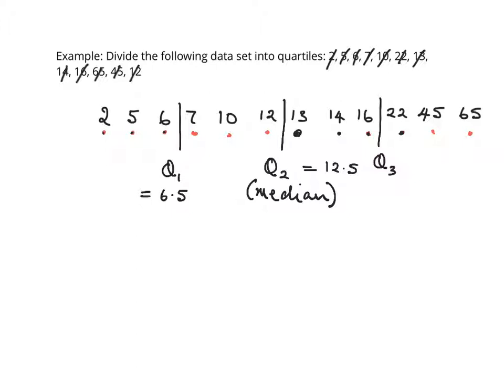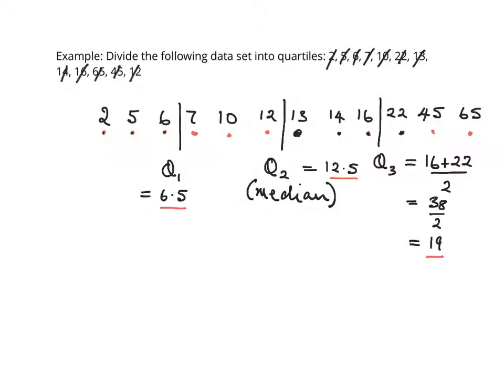What's halfway between 16 and 22? Well, what we can do is add the two numbers together and divide by 2. So that gives us 38 over 2, which is 19. So we've now got the 3 quartiles. Here they are here.